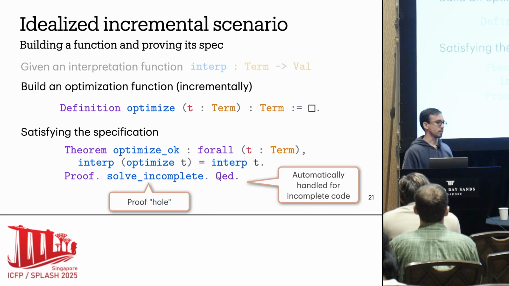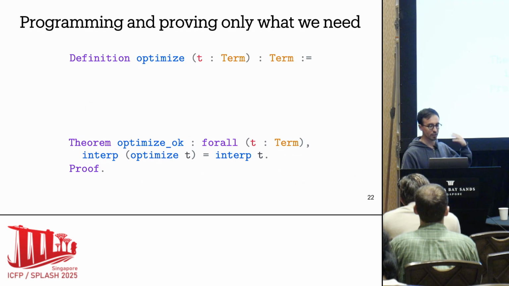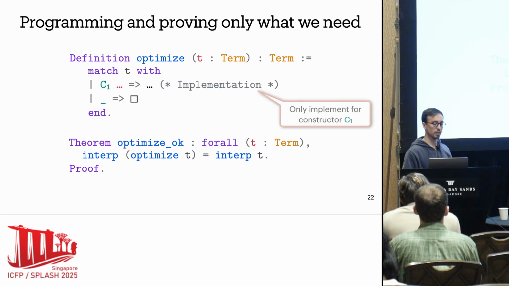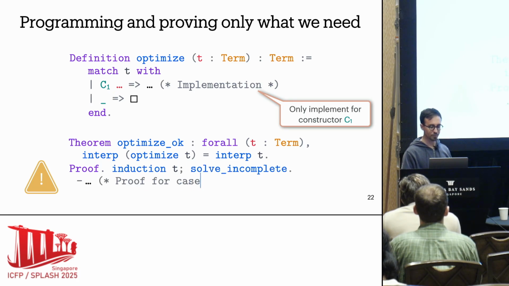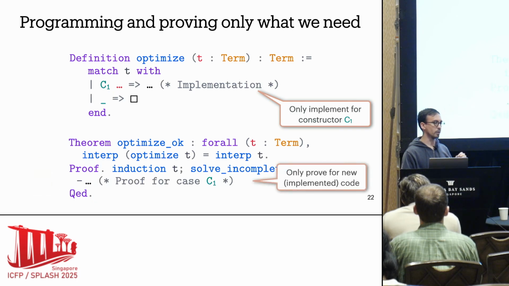And then, of course, because we're in an incremental scenario, we're going to add a little bit of code to our definition. And we would expect that our system will flag this as, hey, the proof is no longer trivial, you have to do something. And sure enough, we did something, so we're going to go ahead and prove it. But the important part is that we only programmed what we needed, and we only proved what we added to the code, and nothing more.